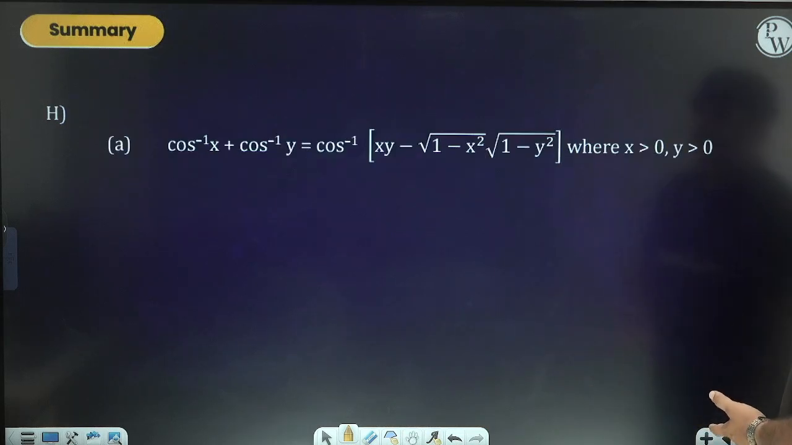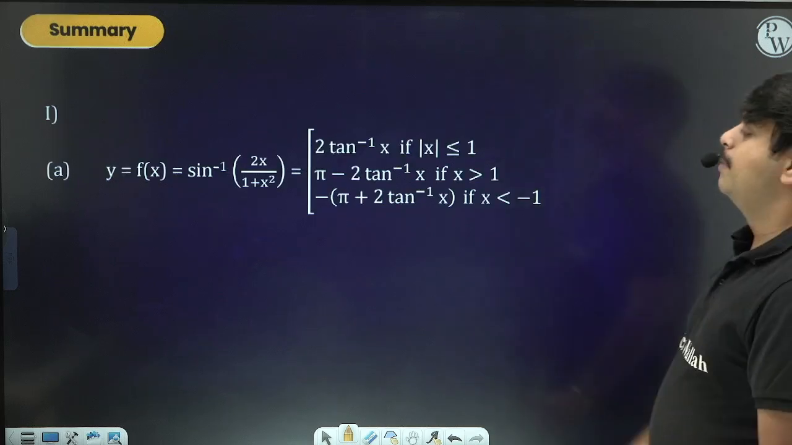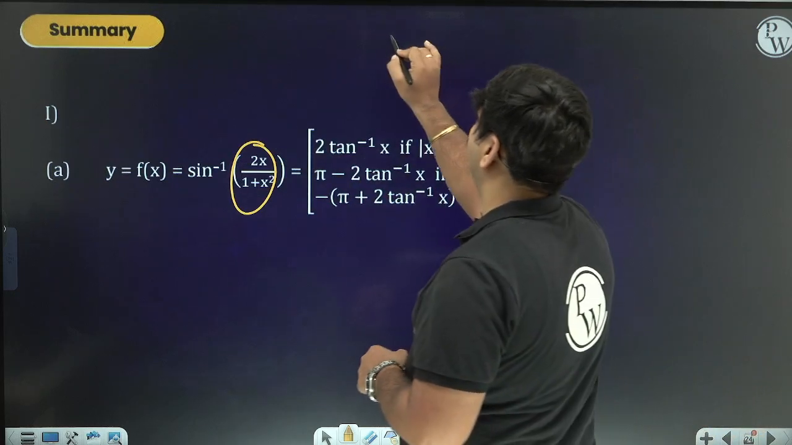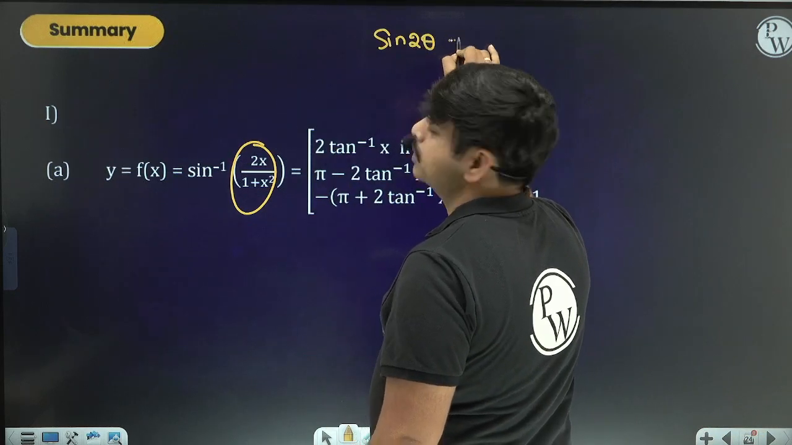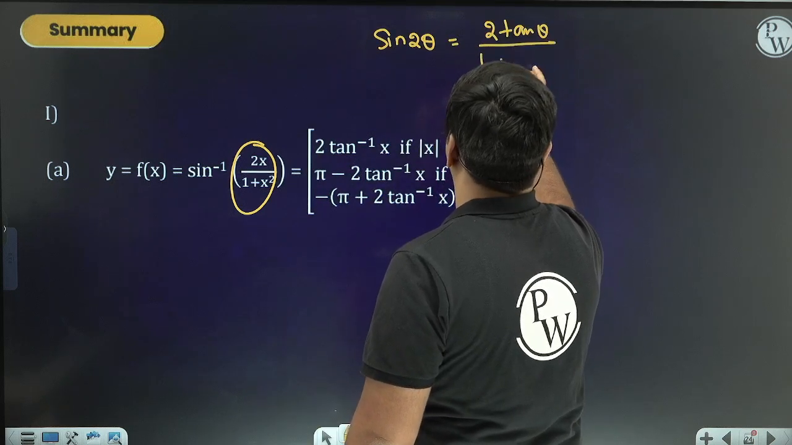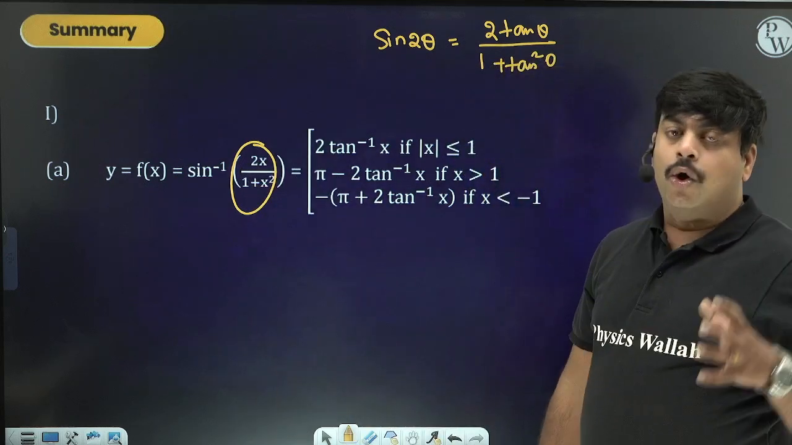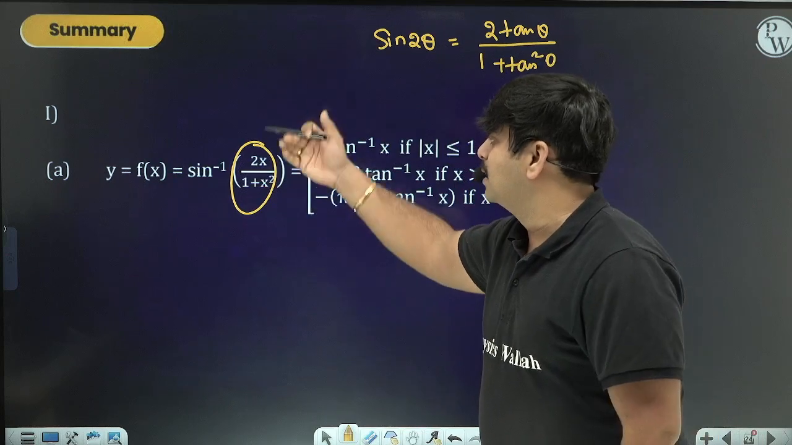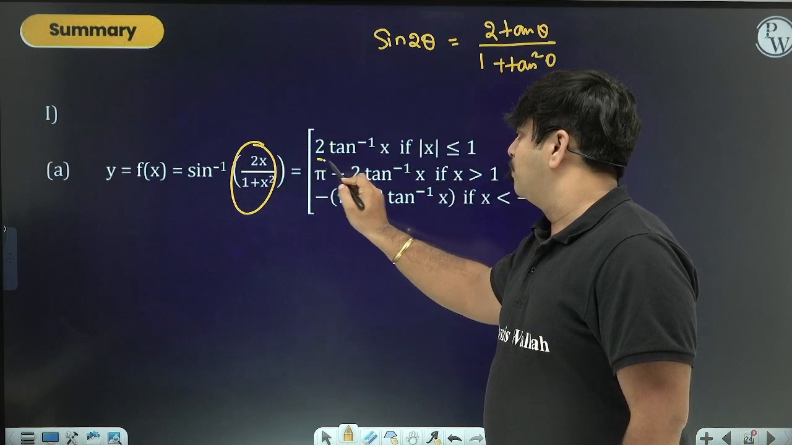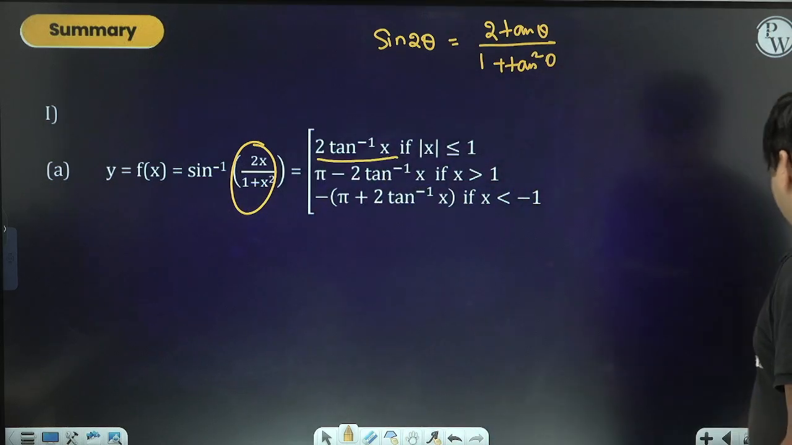Sine inverse X minus sine inverse Y, cos inverse X plus cos inverse minus cos inverse, sine inverse of 2x by 1 plus x square. So it's like a sine 2 theta formula. Do you remember what is sine 2 theta formula? One thing you remember is 2 sine theta cos theta. The other thing you may not remember is 2 tan theta by 1 plus tan square theta, right? So we substitute, let x is equal to tan theta, and that converts to sine 2 theta formula. So 2 times theta, again, we have different verticals depending on the values of x.